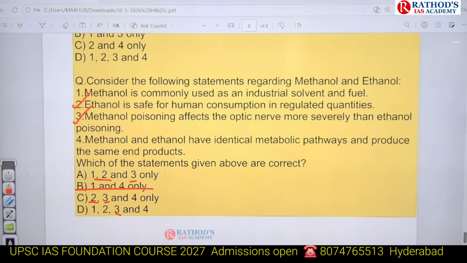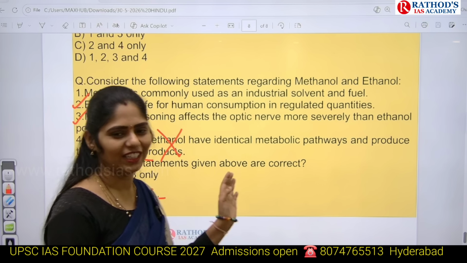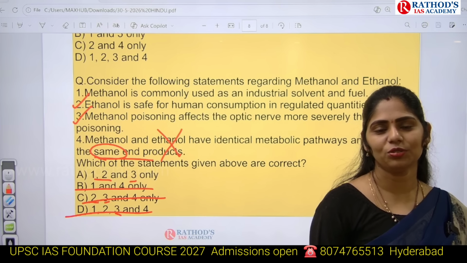Next, ethanol and methanol have identical metabolic pathways and produce the same end products. If they are producing the same, they should have the same effect. But ethanol has a different effect and methanol has a different one. So is that statement right? Use common sense. Methanol poisoning is happening, not ethanol poisoning. Are they producing the same end products? That means your answer should not have 4. So what will be the answer? 1, 2 and 3. In that way only you have to do the questions.